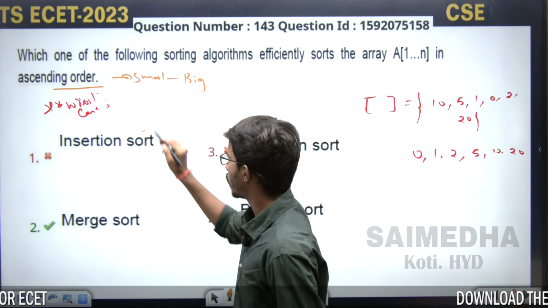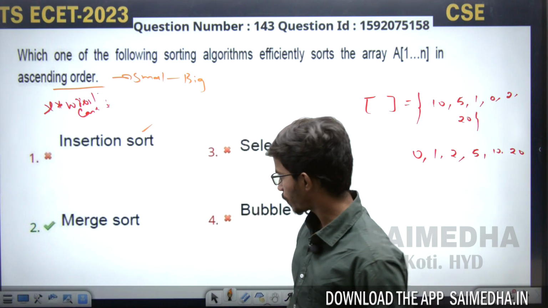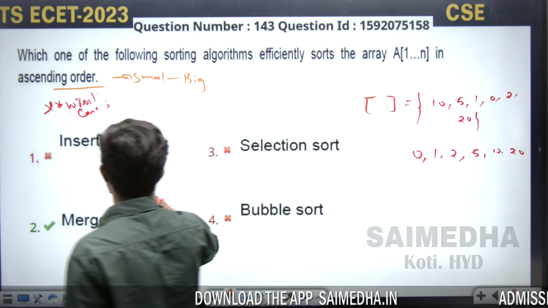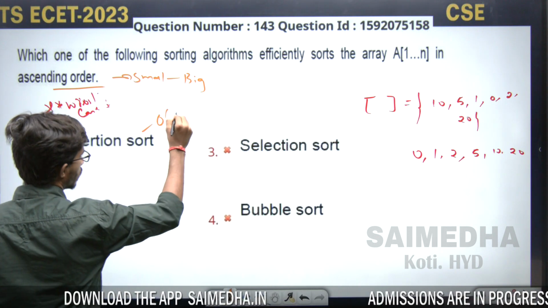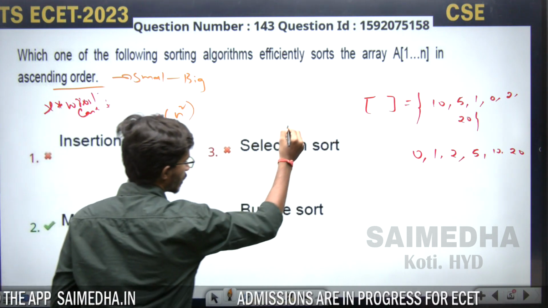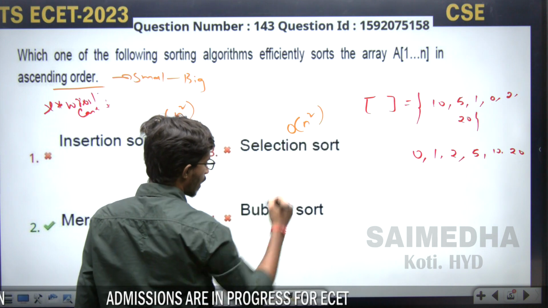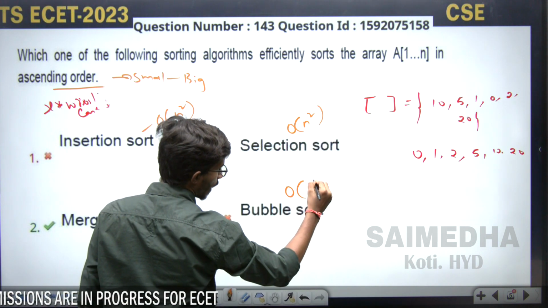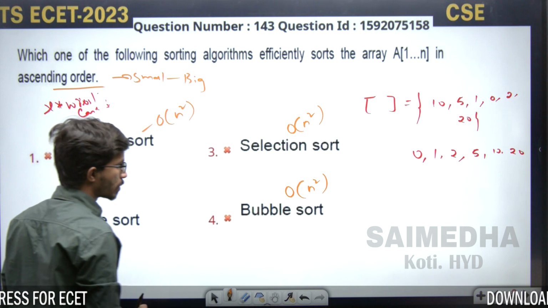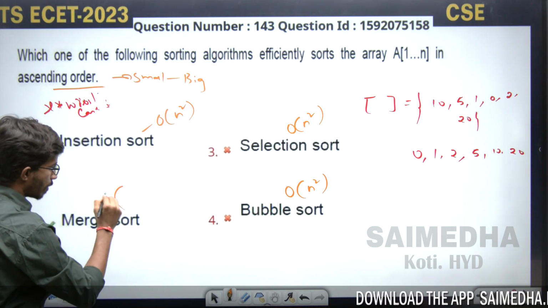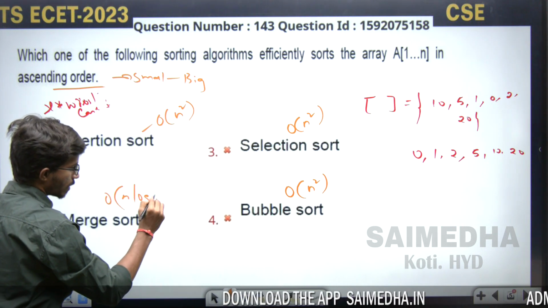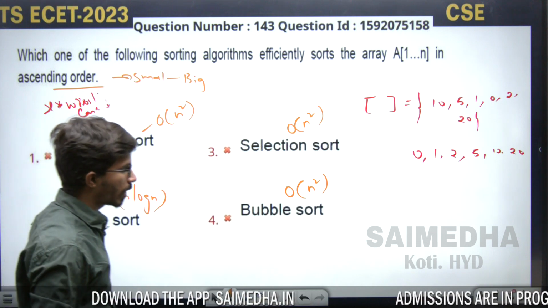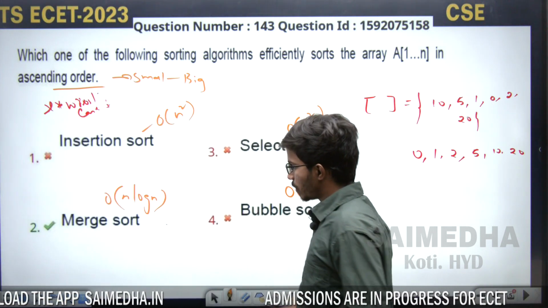For the insertion sort, what's the worst case time complexity? The insertion sort worst case time complexity is big O of n squared. Even for the selection sort also big O of n squared, and bubble sort also big O of n squared, meaning two for loops, two loops. And for the merge sort, if you see, big O of n log n. So this is preferable, right? It is taking less time. So this is preferable.